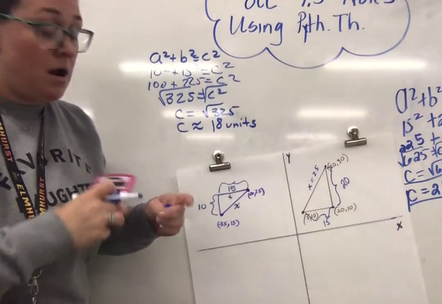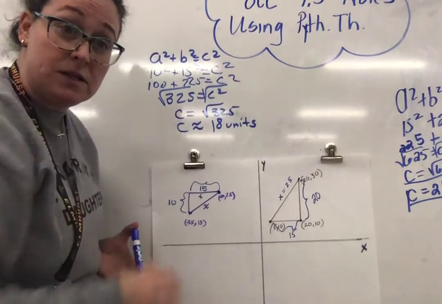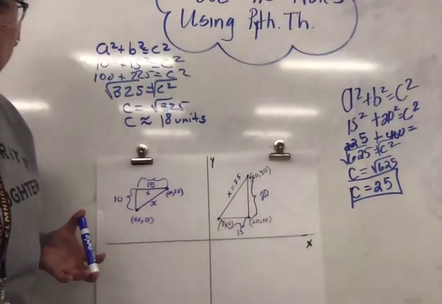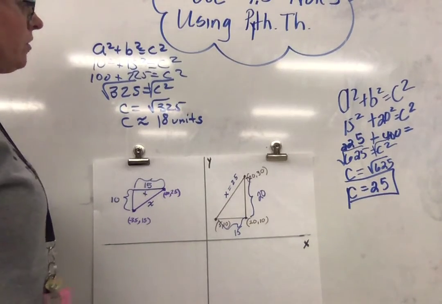All right, guys, you are going to be using the Pythagorean theorem rather than the distance formula. I want to make sure that you are drawing triangles on your grid coordinate planes in order to find that hypotenuse.